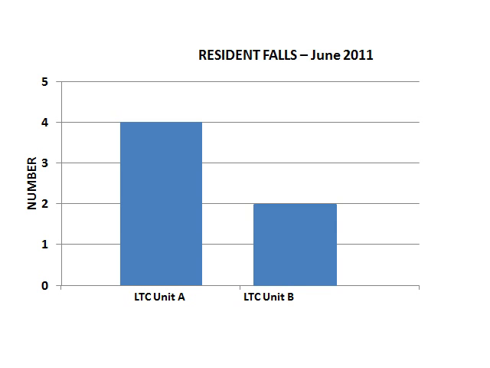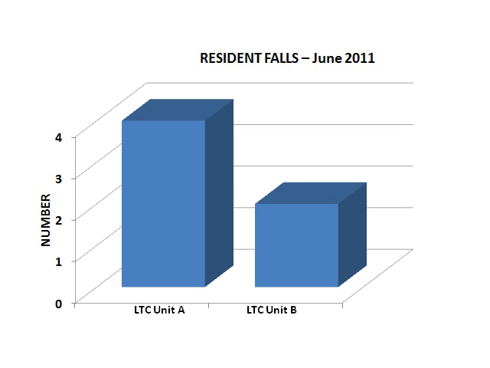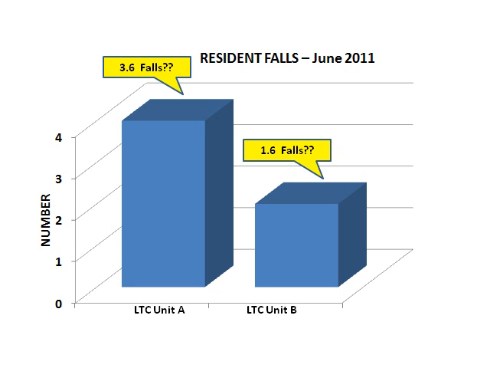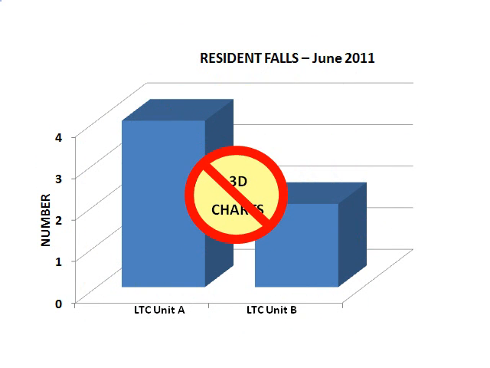The next set of data is very simple. Resident falls on 2 long-term care units, Unit A and Unit B. It's clear that Unit A has 4 falls and Unit B has 2 falls. Since your boss wants 3D charts, what could be the harm in transforming this into a 3D graph? You transform it into a 3D chart and notice something strange. It appears now, according to the grid lines, that Unit A has 3.6 falls and Unit B 1.6 falls. Clear impossibility since these are counts of falls. You decide 3D charts are not the way to go.